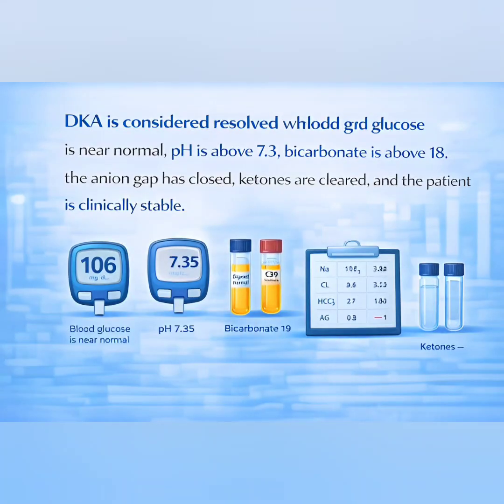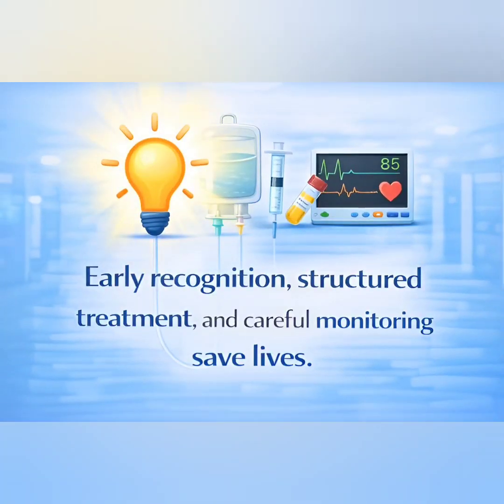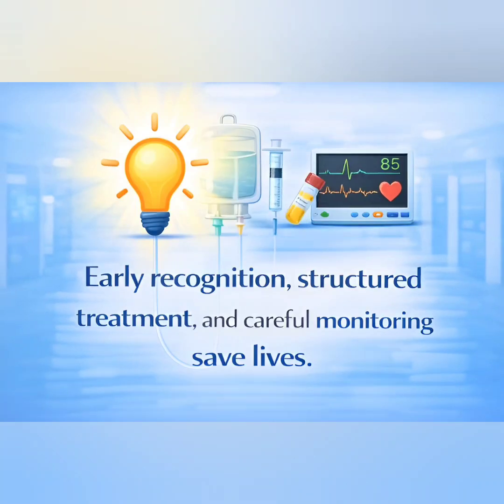DKA is considered resolved when blood glucose is near normal, pH is above 7.3, and bicarbonate is above 18. The anion gap is closed, ketones are cleared, and the patient is clinically stable. Early recognition, structured treatment, and careful monitoring save lives.